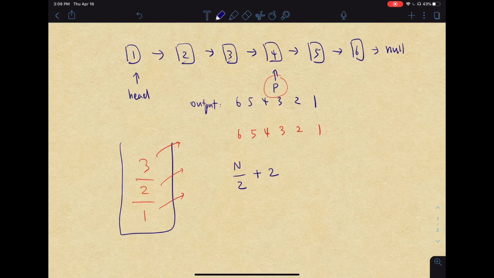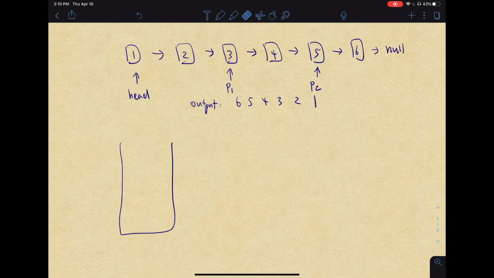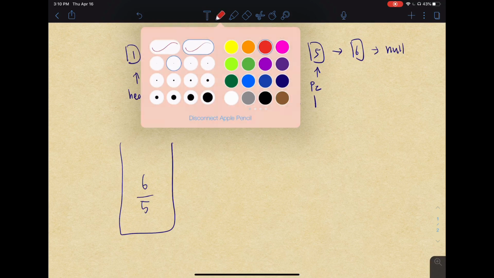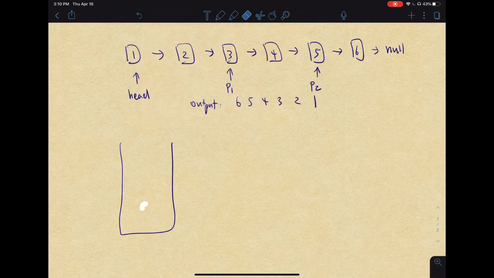So to give you a better idea, let's try 3 pointers. I'll call them P1 and P2. So here, what we can do is start from P2 and push in 5 and 6, pop them out. So we print 6, 5.